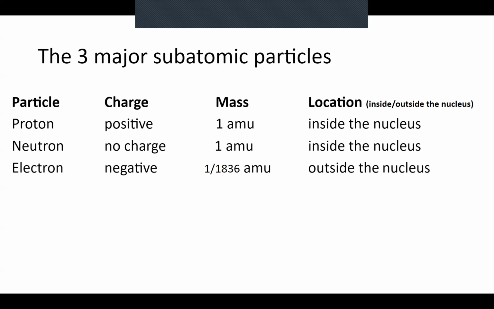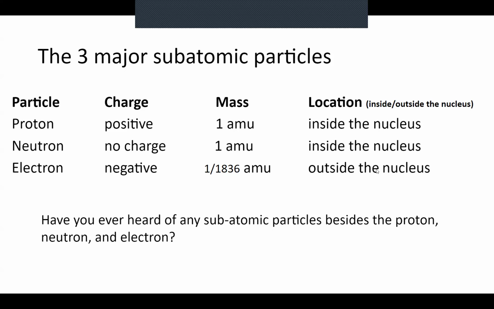It is almost 1/2000th the size of a proton or a neutron. Specifically, 1/1836th of an AMU. And the specific location we'll nail down later. There's a lot to that, but all I want you to know for now is that the electron is negatively charged, has a really small mass, almost 0, but not 0, and it's located outside the nucleus.